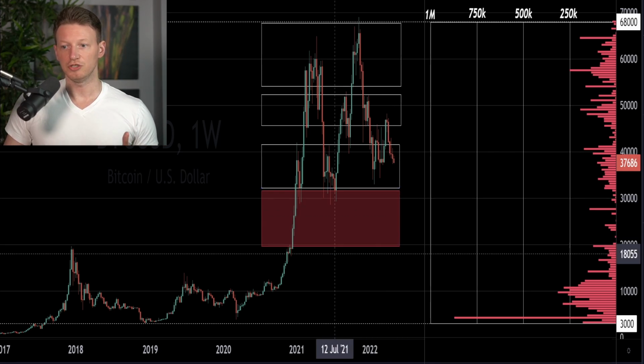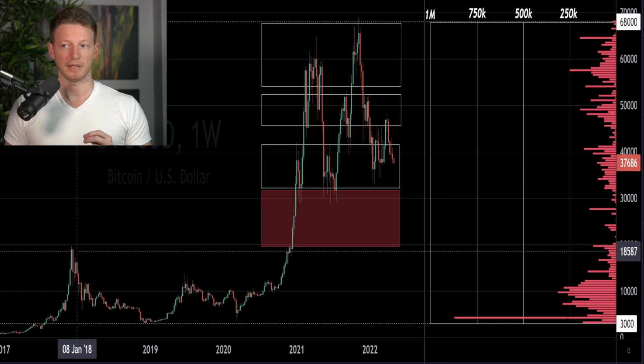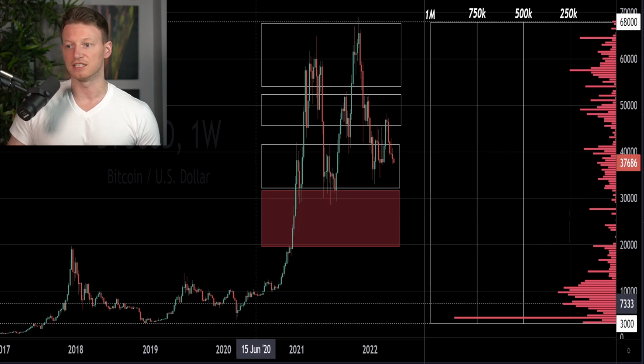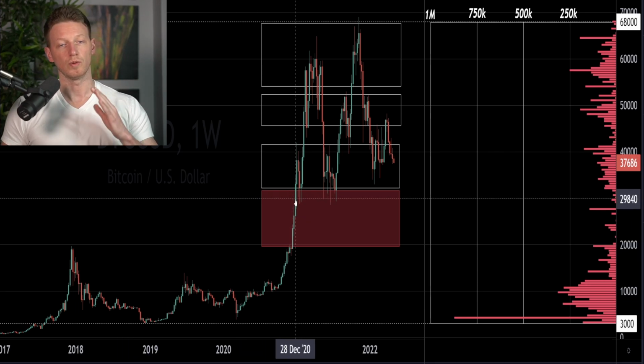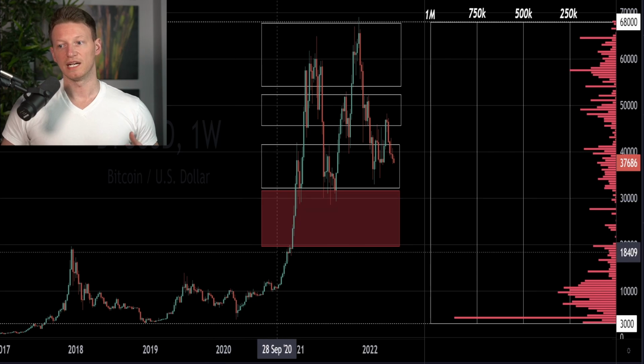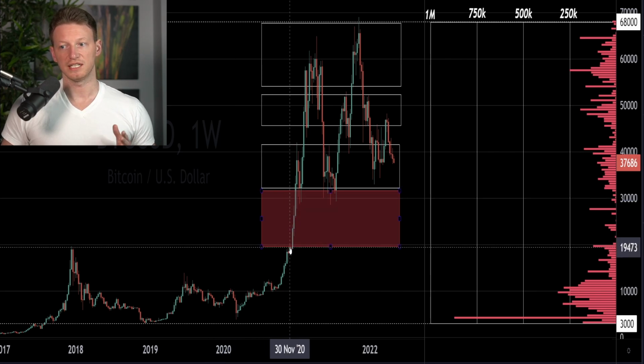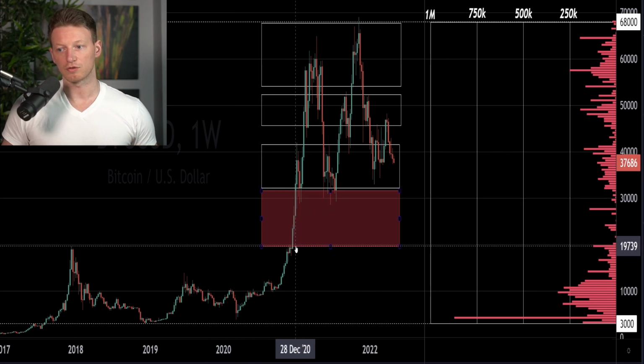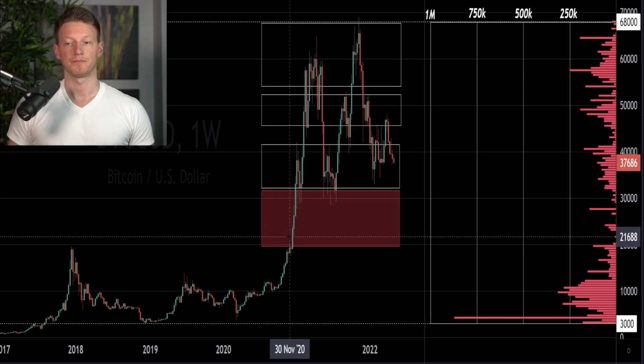It's not until you get down to the prior all-time high in that last cycle that you really have any support, because we did not spend any time in this 20K up to 30K level. We blew right through it. We got there, had a little correction at 20K, and then blew right through it in December into January.